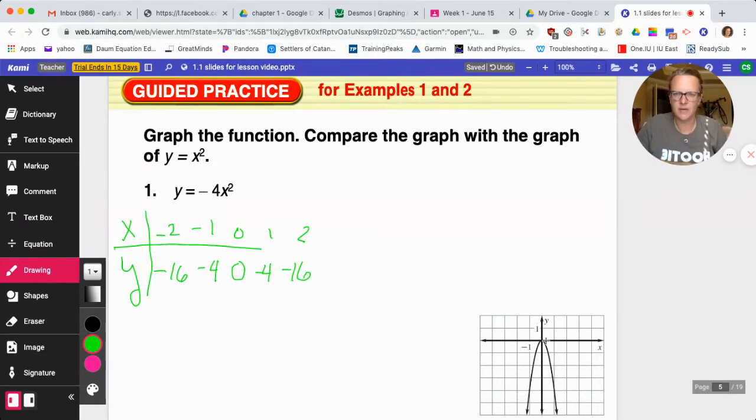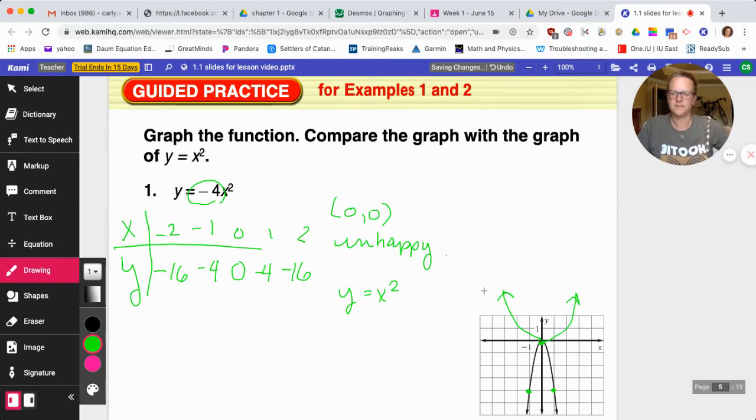And if I graph that, that's what I have right here. -1 goes to -4. 0, 0. +1 goes to -4. And I can't graph the value -16, but we see that our vertex is at 0, 0, and we're unhappy because we have a negative out front right there. If I compare that to y equals x squared, that's a happy parabola, and it's a little bit wider.